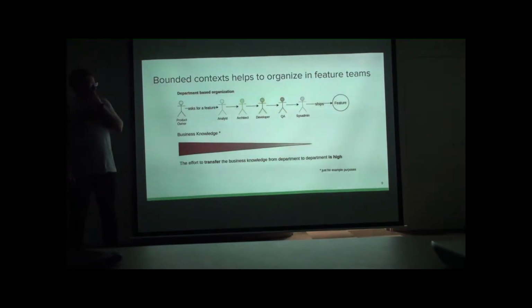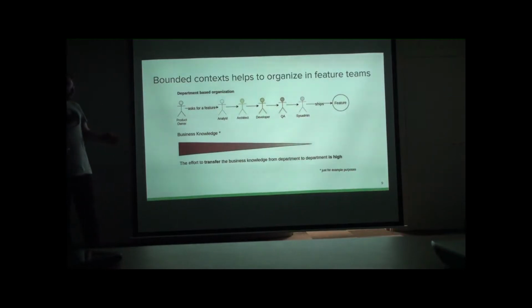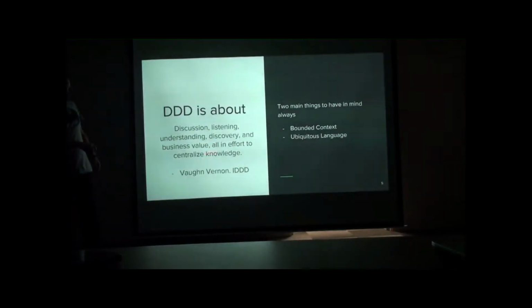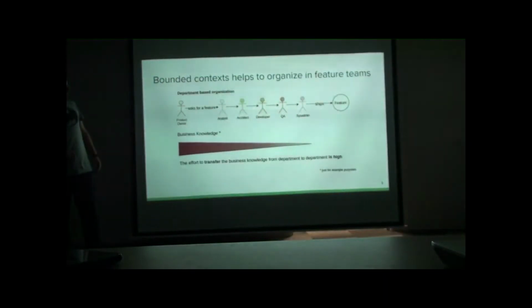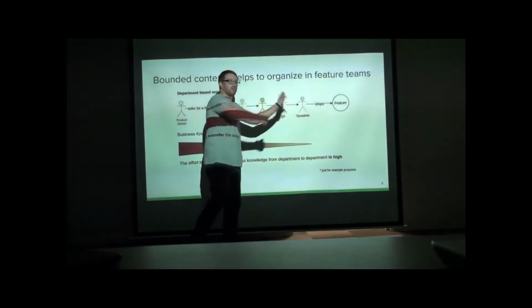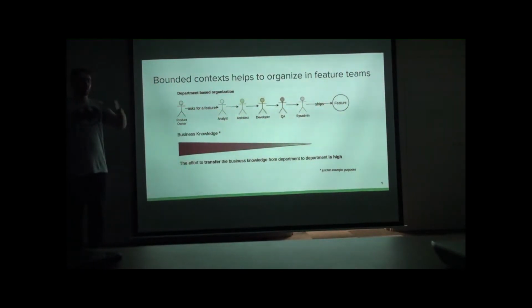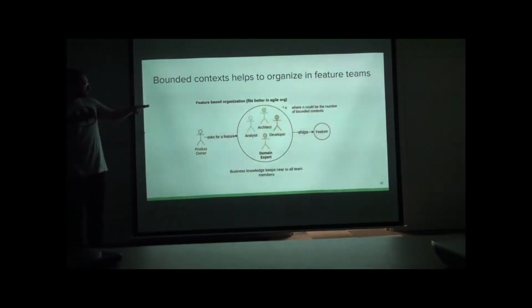So what happens if, for example, my organization doesn't have future teams and is department-based? What happens? Because remember, we are here to centralize knowledge. In a department-based organization, it's very hard to keep all this knowledge going through all departments. It works better with organized teams, a future-organized organization.